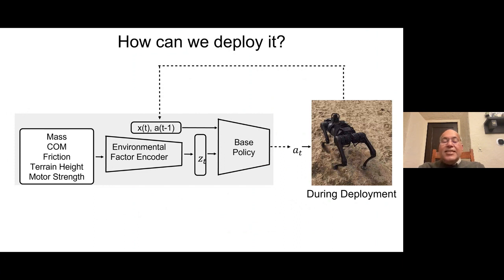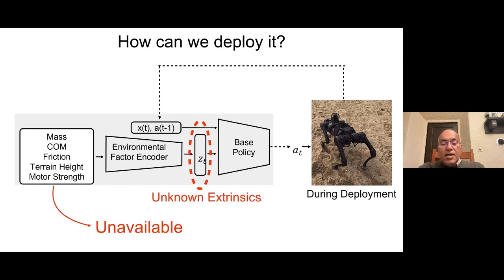And this is called the sim to real gap, the simulation to reality gap. Because you have something which works in simulation and then it doesn't work in the real world because the parameters are not the same. In simulation, you may even have access to this privileged information, but in the real world, you won't have access to this information. So what are we going to do? So these are unavailable. Next slide.